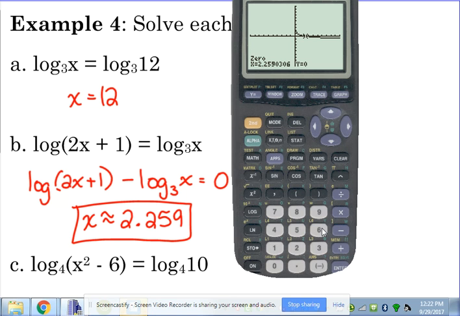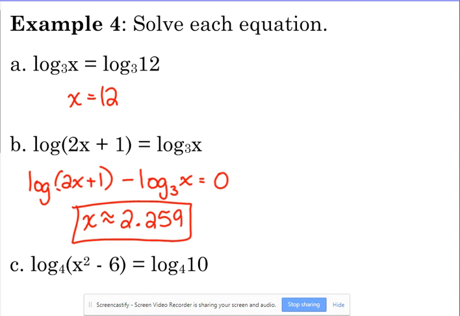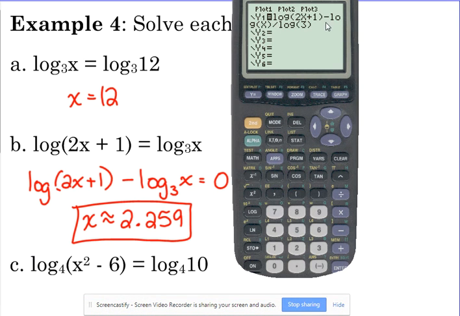And again, you could put the left side in y1, the right side in y2, and you're looking for where they intersect. Sometimes you just have to go searching for that. Okay? Why would it not be 1? Because you didn't put in that second log. That's not change of base right there. That's not how you type that in. You got to type in the log of x divided by the log of 3 to put that in the calculator.